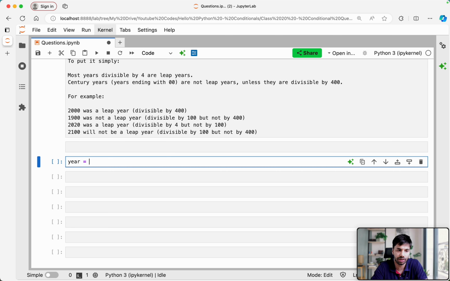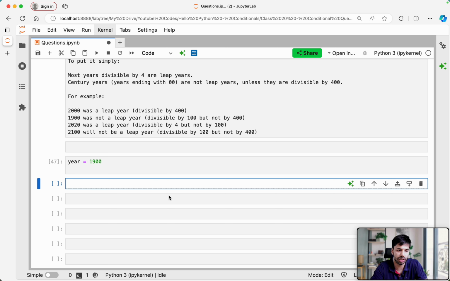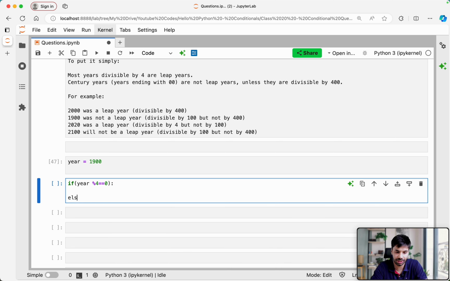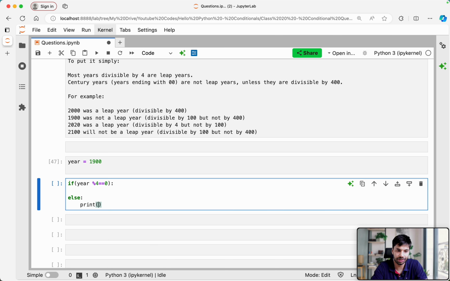So let's say year, let me take 1900 first. Okay, so pay attention, everyone. If year percent 4 equals 0, then can we say it's a leap year? We cannot as of now, but we can say one thing for sure: print it's not a leap year. Okay, that we can do.